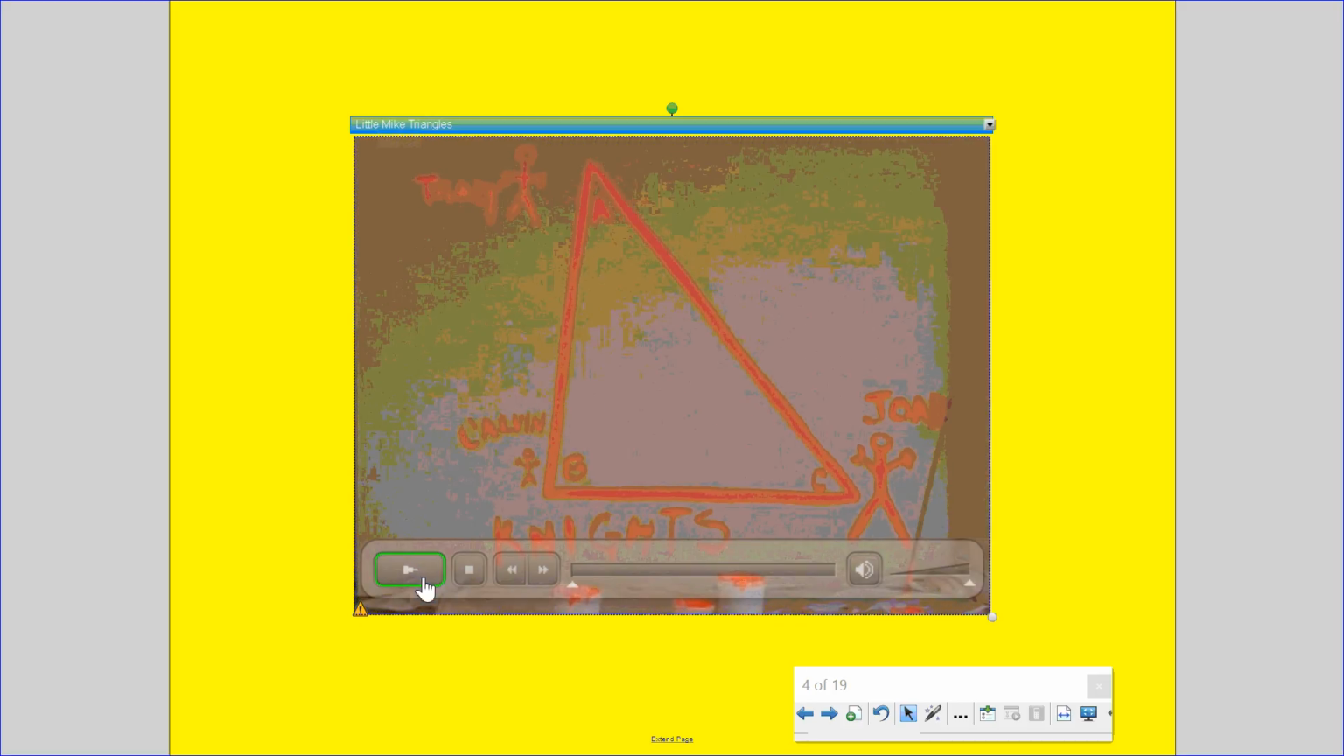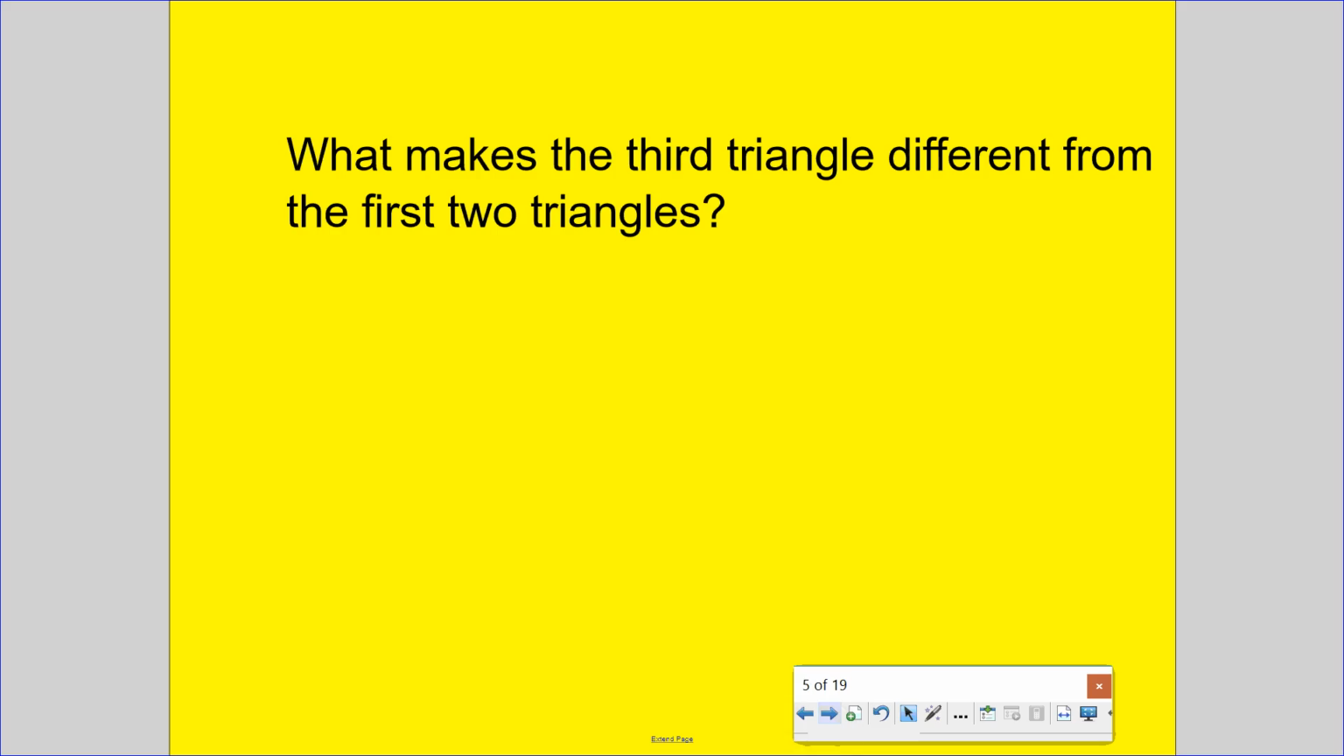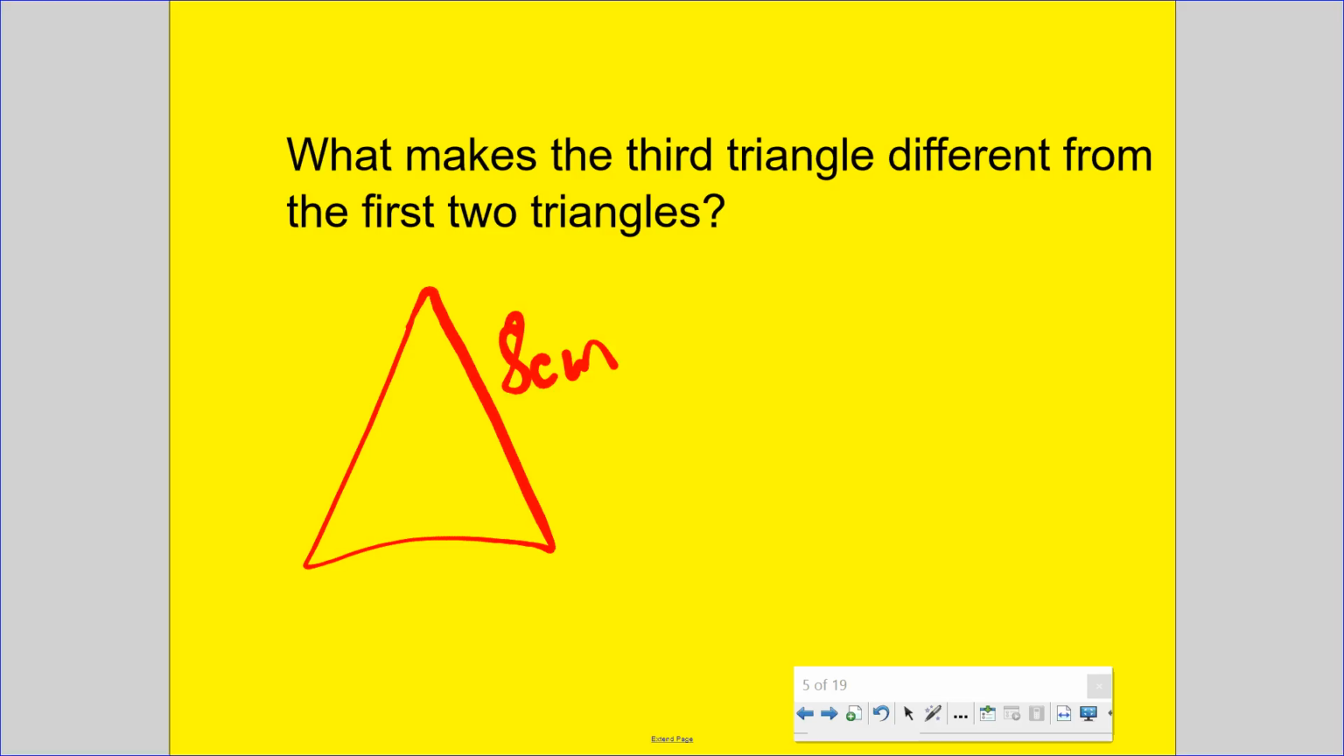They notice that all the sides are different, so that would be called scaling. So what makes the third triangle different from the first two triangles? In the first triangle, this was 8 feet, I apologize, I said centimeters. He's doing a basketball reference, so it's 8 feet, 8 feet, and this was like 5 feet away. So you had 3 basketball players.